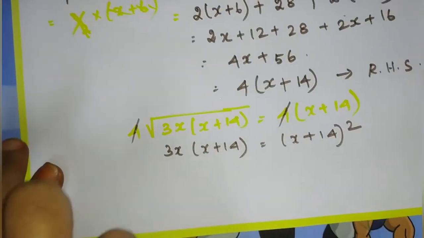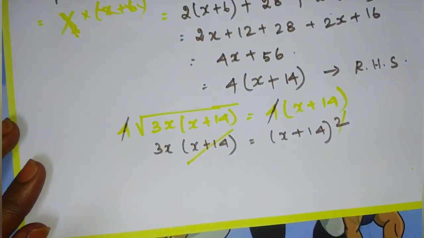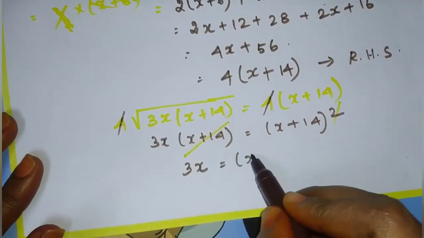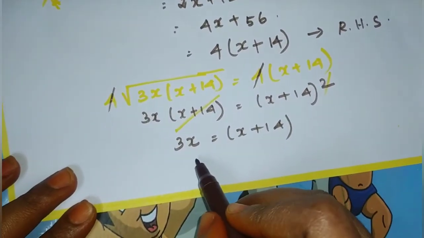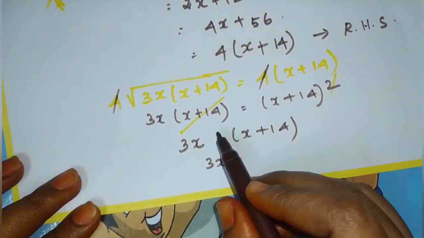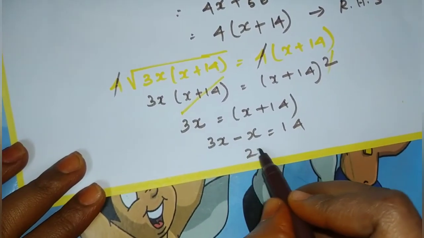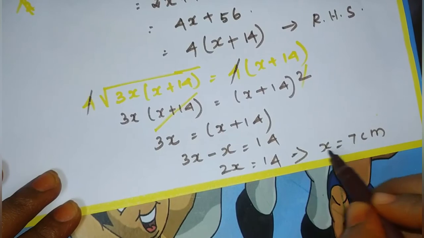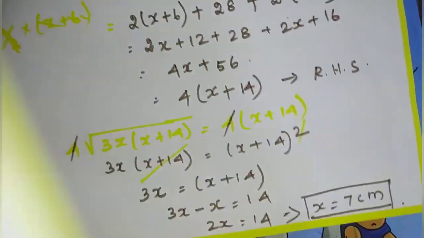So here I have x plus 14 and in right hand side I have x plus 14 the whole square. Here what you can do? You can cancel one x plus 14. So write the remaining, children. 3x is equal to x plus 14. So 3x, shift this x. We have to find the value of x only, no? So shift this x to the LHS. 2x is equal to 14. It implies x is equal to 7 centimeter.